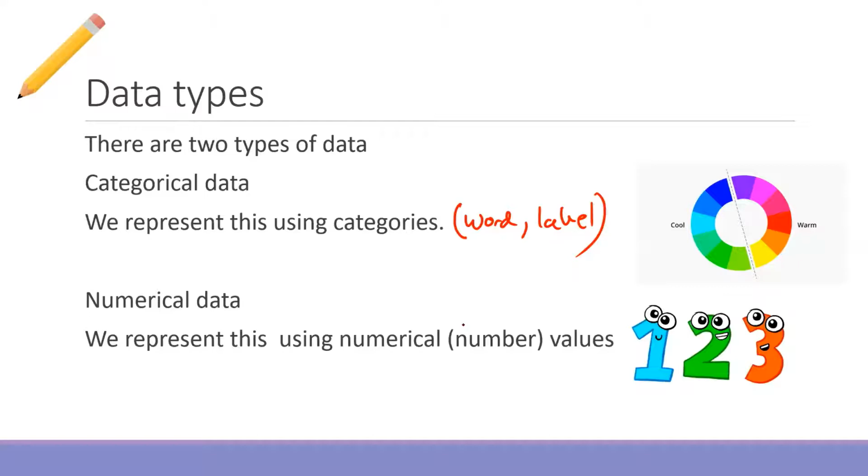What else can I say? Let's think of TV shows that you might like. That's a category. Any of these things are categories. Hair color category. Whereas down the bottom, numerical data, this is data represented by numbers.